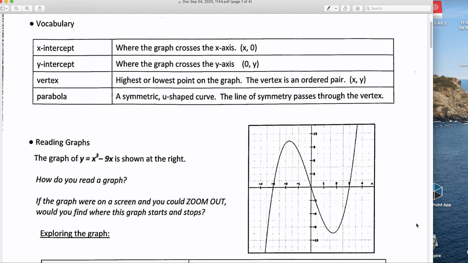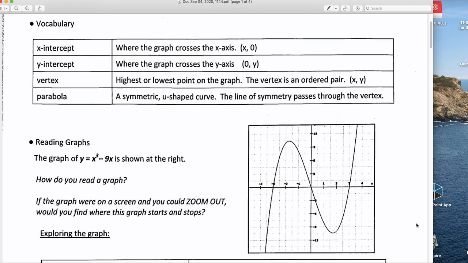Y-intercepts are where the graph crosses the y-axis. So this time we're on the vertical line, and all y-intercepts are written as ordered pairs. The x value is 0, and then you have the y value where it crosses the axis. Here's a new word, a vertex. A vertex is the highest or lowest point on the graph, and the vertex is an ordered pair as well. It's going to be an x and a y.